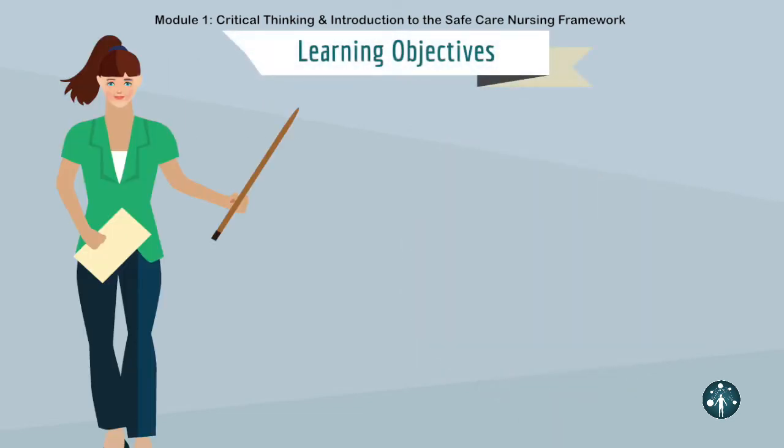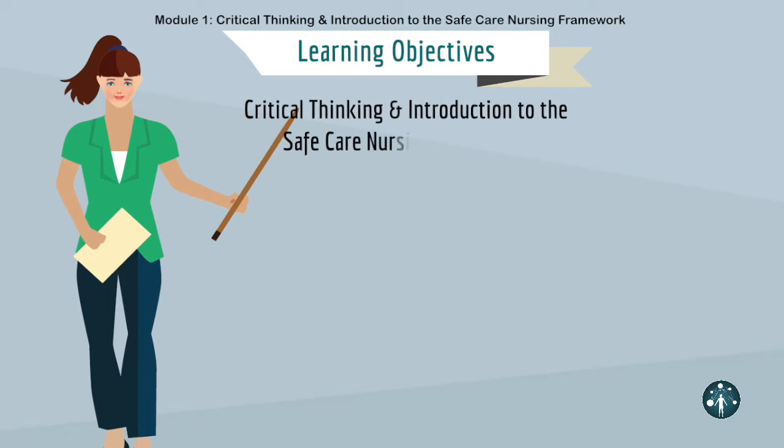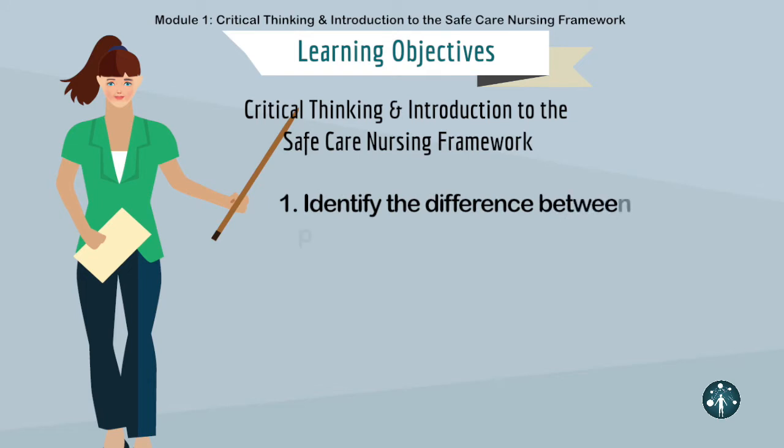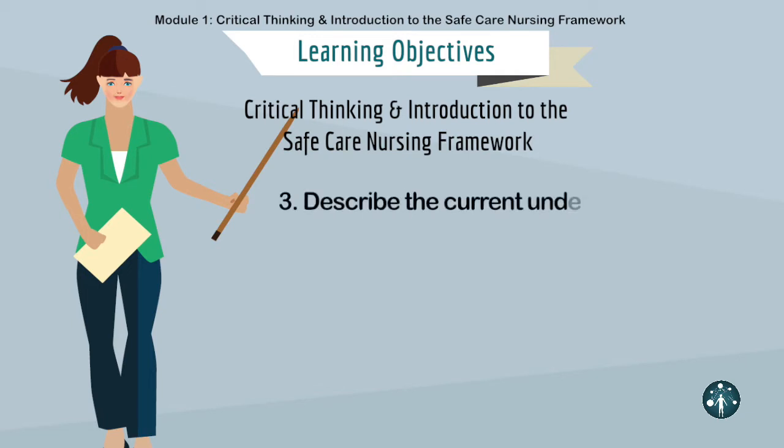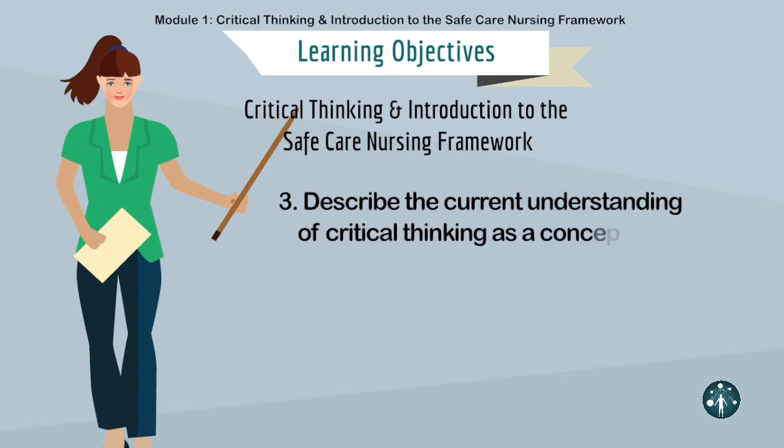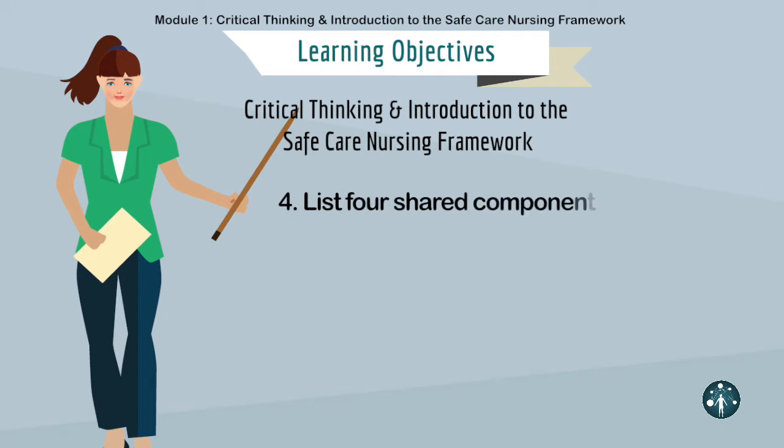The learning objectives for Module 1, Critical Thinking and Introduction to the Safe Care Framework. Number 1, identify the difference between proactive and reactive nursing. 2, discuss the current margin of variability in diverse medical and residential settings. 3, describe the current understanding of critical thinking as a concept. 4, list 4 shared components of critical thinking.